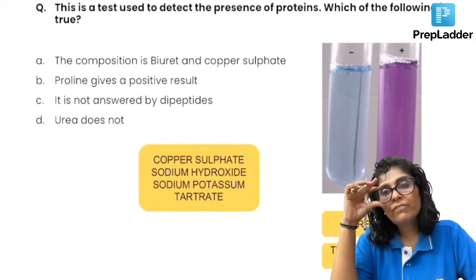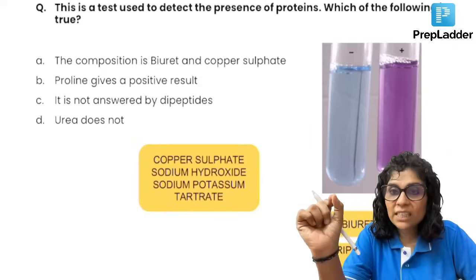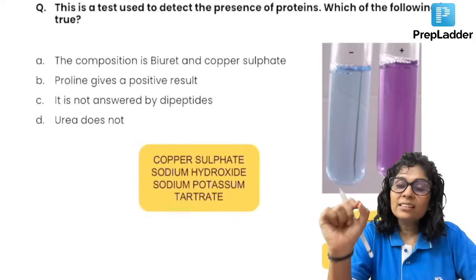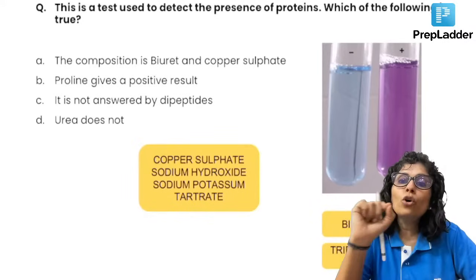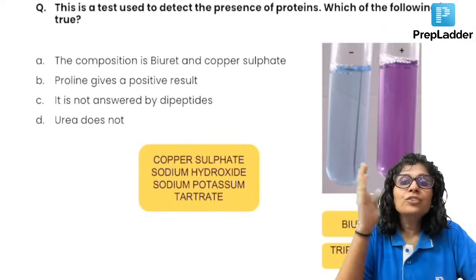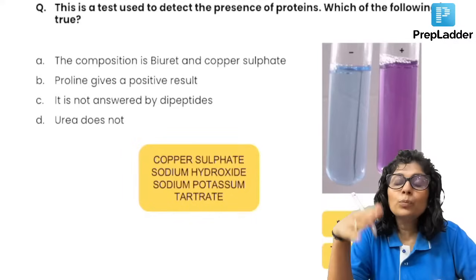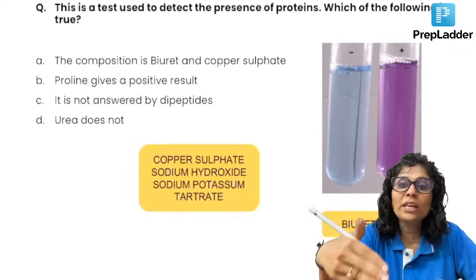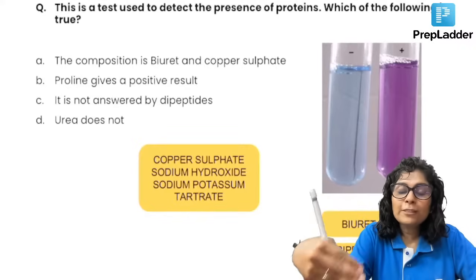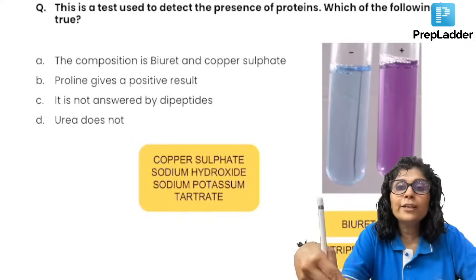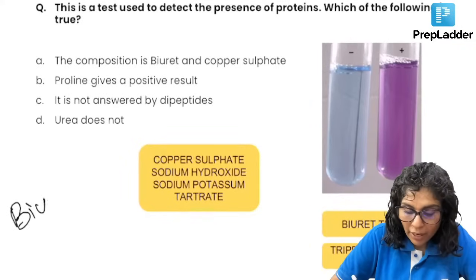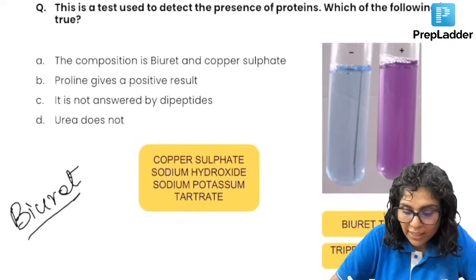So these are the facts that you need to know about Biuret. Biuret is not only answered by proteins, it is answered by anything which has got 2 or more peptide linkages. Tripeptides and above react with copper sulfate in strong alkaline medium provided by sodium hydroxide in the presence of sodium potassium tartrate to give a purple color. It is also answered by a compound called Biuret.